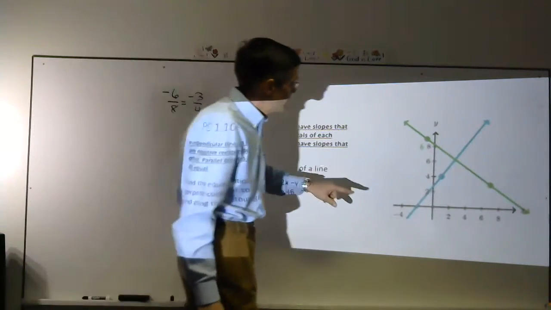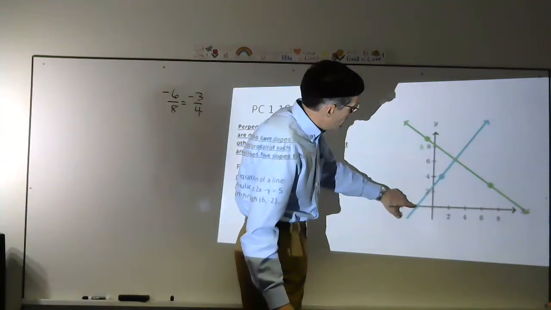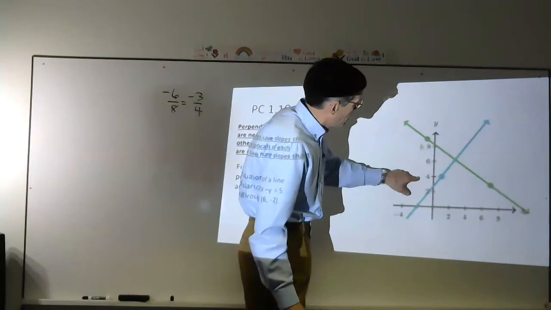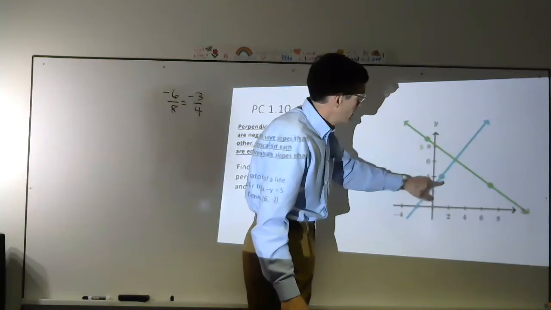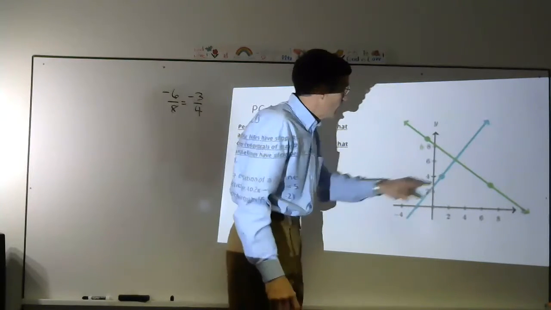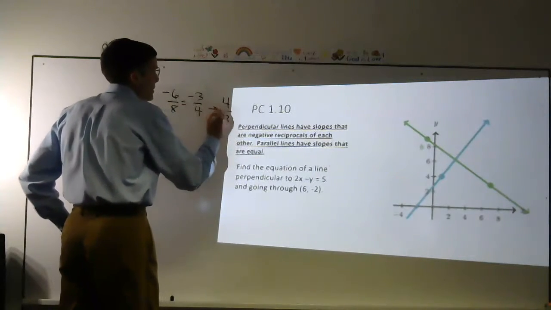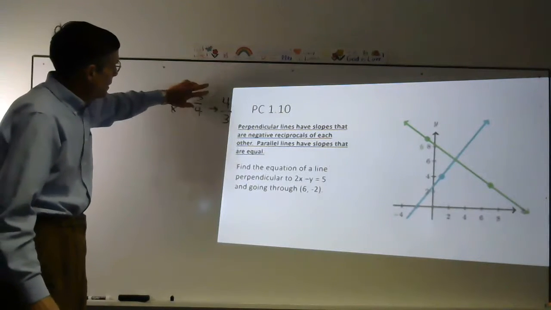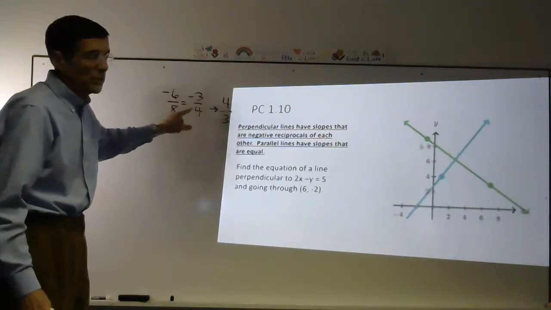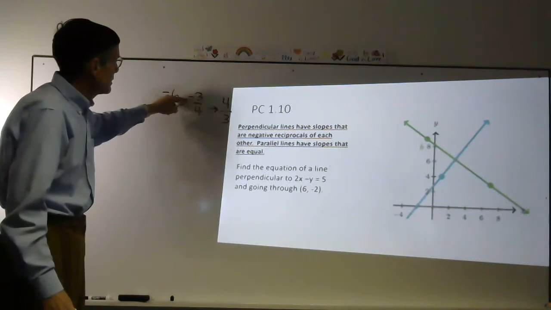Now, what about this blue line? Let's see if we can find points here. Looks like it hits down here at -2. So I'm going to go up 1, 2, 3, 4, and I'm going to go over 1, 2, 3. Say it again. I'm going to go up 4 over 3. Will you look at that? Perpendicular lines have slopes that are negative reciprocals of each other. You flip it and take the opposite to get there, or you flip it and take the opposite to get back to that one.